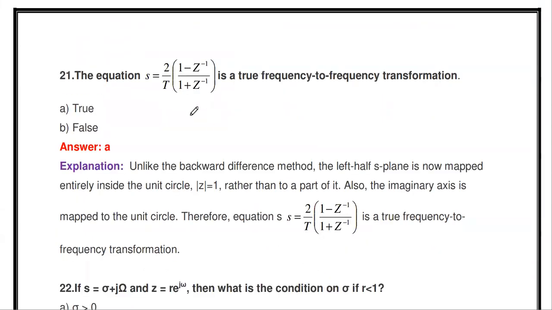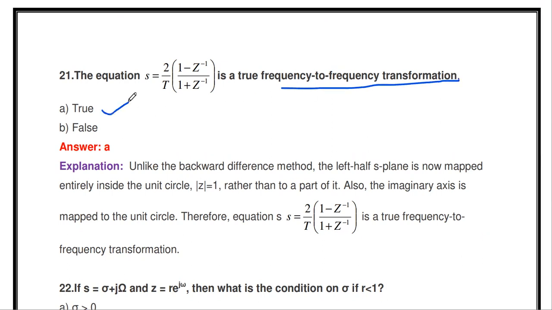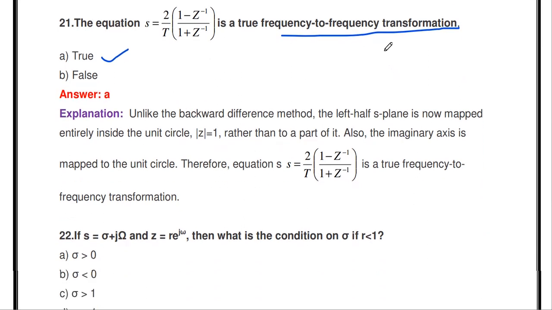Then the next one: the equation s equal to 2 by T (1 minus z inverse) by (1 plus z inverse) is a true frequency to frequency transformation. It's true. Unlike the backward difference method, the left half pole is mapped inside the unit circle, and the imaginary axis value is mapped on the unit circle. If you substitute, we will see that it's a true frequency to frequency transformation technique.